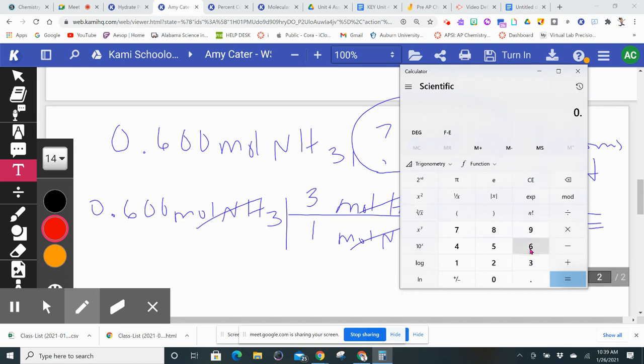So I'm going to take 0.6. Everybody needs to have your own calculator out that you're going to use, whether it's on the computer or handheld. 0.600 times 3. That's what's there. Times, now I'm going to multiply it by Avogadro's number.